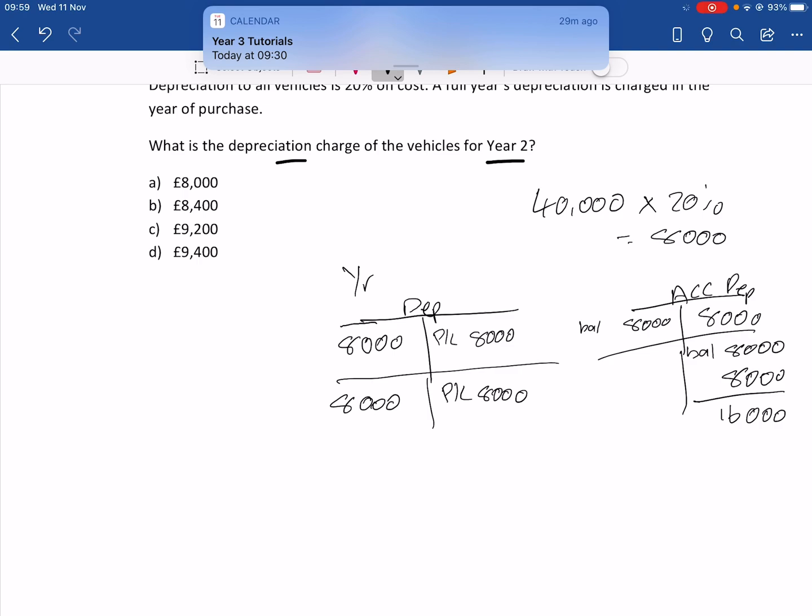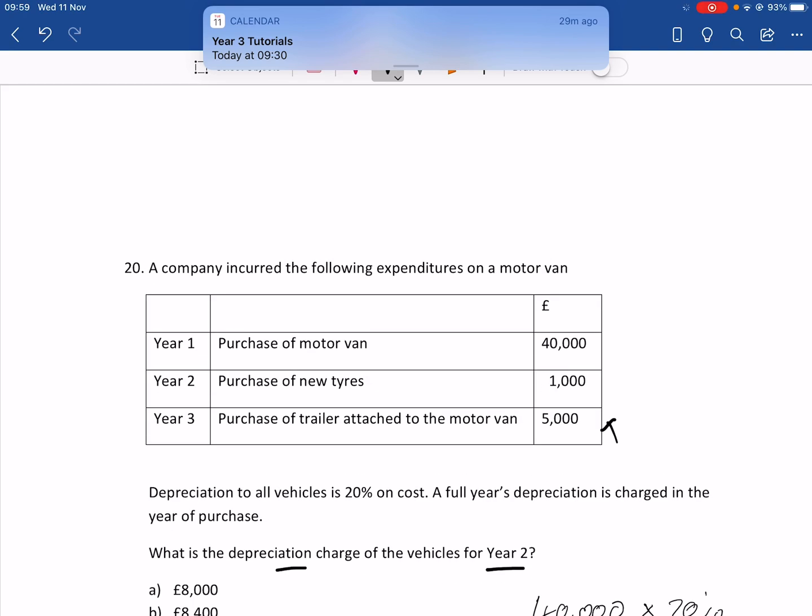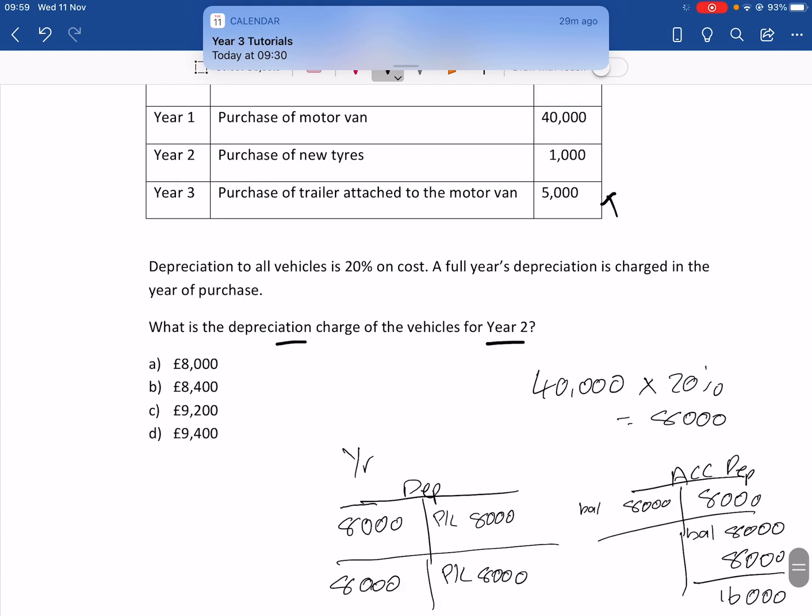That's just a bit of extra information that you need. All you need to do is work out what the depreciation charge is on the cost, and it's 20% of the 40,000, which gives you £8,000.